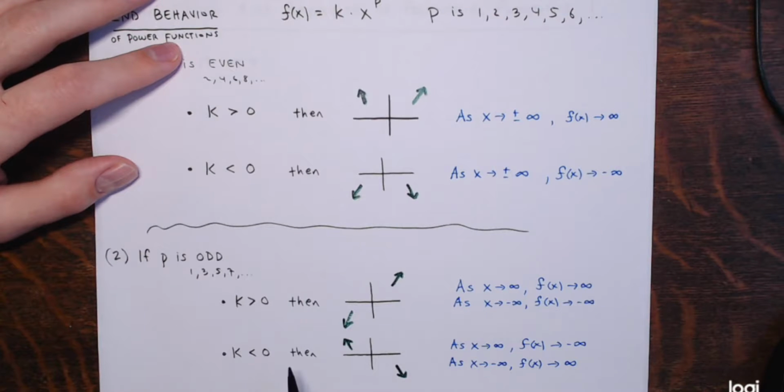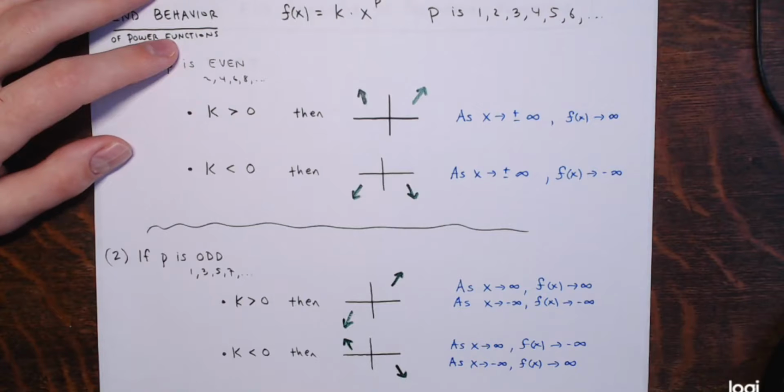And then if the lead coefficient is negative, but you still have an odd power, it just flips that over. So it's going up to the left, down to the right. So down to the right means, as x goes to infinity, f of x goes to negative infinity. Right, as you go to the right, the outputs are going down. And up to the left means as x goes to negative infinity, f of x goes to infinity. Right, as you go left, outputs go up.